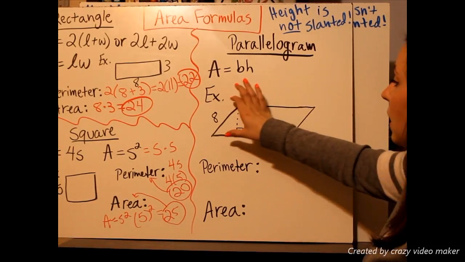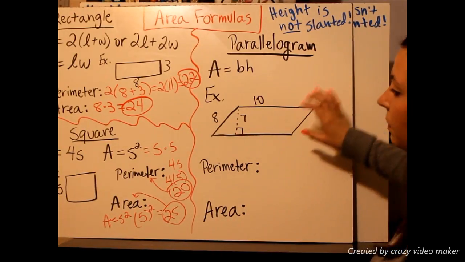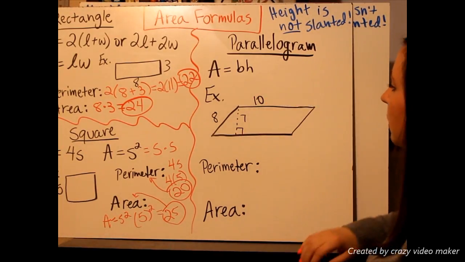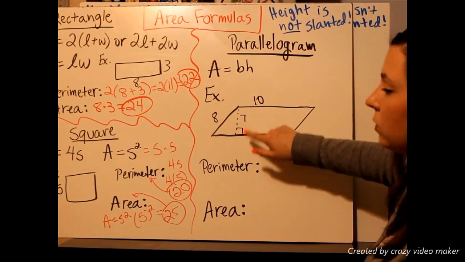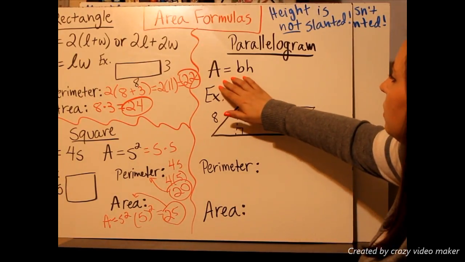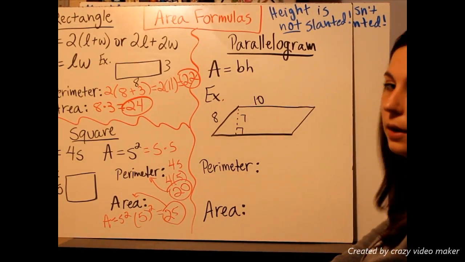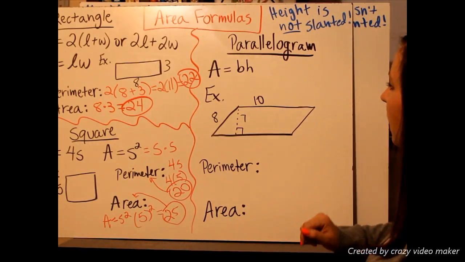And parallelograms have two bases here. They run parallel to each other. That's why it's called a parallelogram. So your height is always perpendicular, making a right angle to your base. And our formula is the area is equal to the base times the height. Base times height. So you identify from your drawing what the base is.